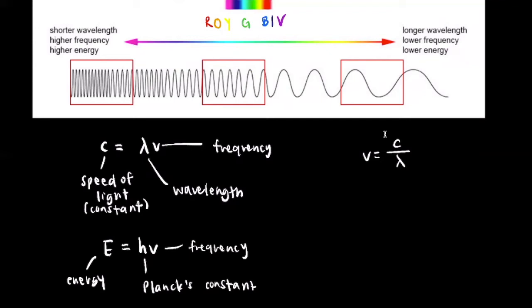Now, if you notice, v appears in both formulas, so you can actually combine them to give you another formula, E equals h times c over lambda. So, long story short, the longer the wavelength, the lower the frequency and energy. Frequency and energy are inverse to wavelength. So vice versa, the shorter the wavelength, the higher the frequency and energy.